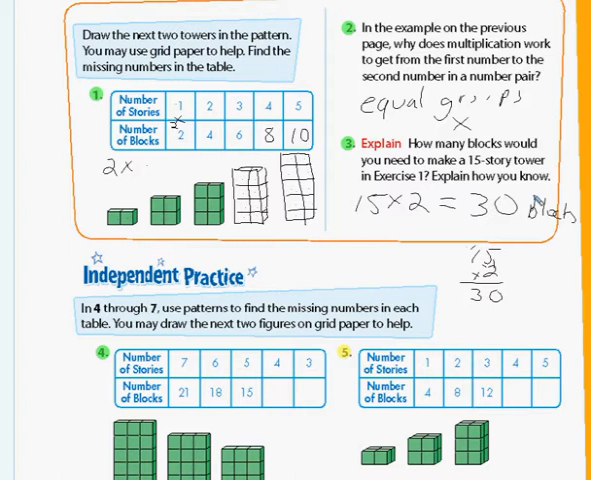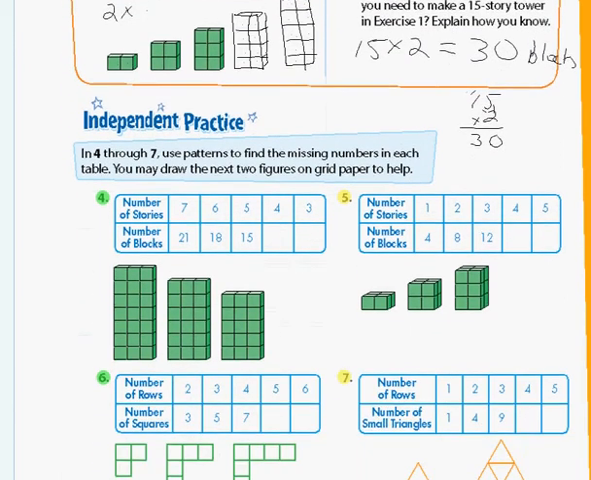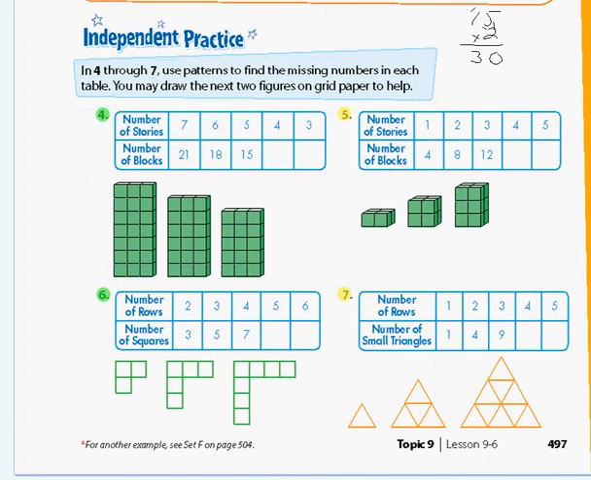Okay, on the independent practice, we're going to work together on a few more. We're going to work together on the green ones, and y'all are going to do the yellow ones on your own. On this next one, we're just using patterns to find missing numbers in each table. You may draw the next 2 figures on the grid paper to help. This looks very similar to our exercise up top.